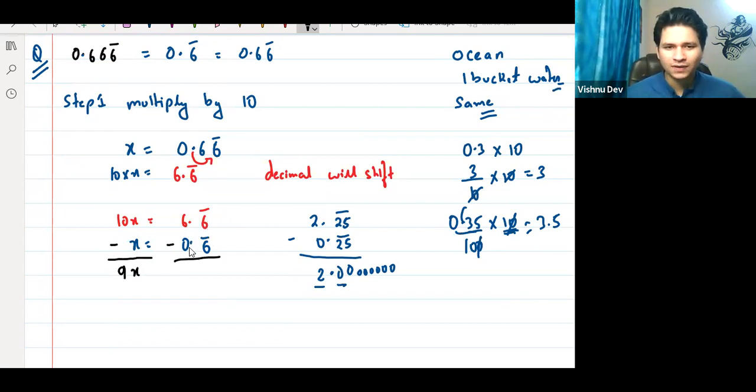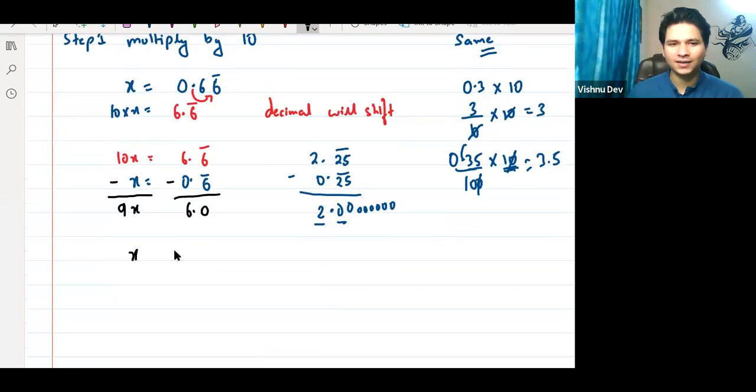And what is this? 6.6 bar minus 0.6 bar. Tell me, how much will this be? Tell me now. Everyone should understand now. 6.6 bar minus 0.6 bar is 6, right? Yes, very good. Correct. Very good. 6.0. Now tell me, can you find x? Tell me, can you find x now? What is x?